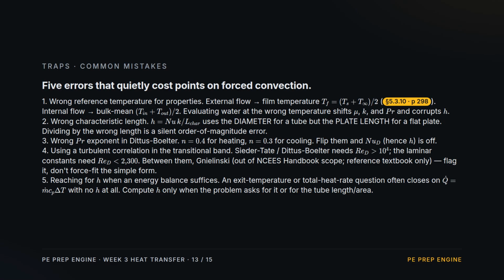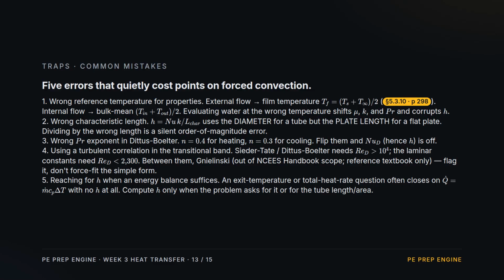Five traps that cost points. 1. Wrong reference temperature. External flow uses the film temperature, internal the bulk mean. The wrong one shifts viscosity, conductivity, and Prandtl, corrupting h. 2. Wrong characteristic length. The diameter for a tube, but the plate length for a plate. A silent order of magnitude error. 3. Wrong Prandtl exponent in Dittus-Boelter. 0.4 for heating, 0.3 for cooling.